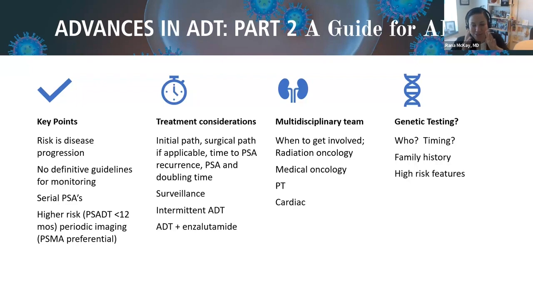And you may have the same exact clinical scenario with the same risk features in front of one patient with one set of values, and then take that same scenario in front of somebody else who's got a different value framework. They're going to make a different treatment decision. So I think understanding that's going to be really important.